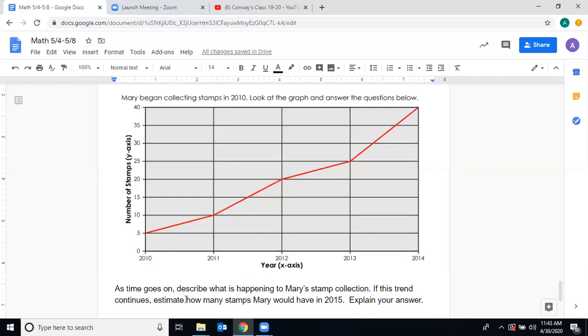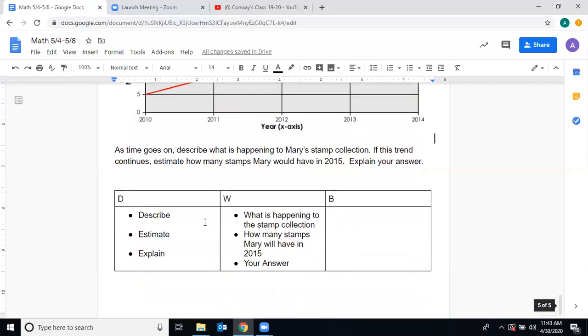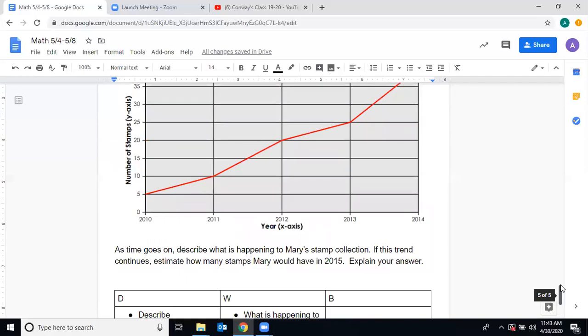As time goes on, describe what is happening to Mary's stamp collection. If this trend continues, estimate how many stamps Mary would have in 2015. Explain your answer. So this one actually for our DWB has 3 power verbs that we need to do. We need to describe what is happening to Mary's stamp collection. We need to estimate how many stamps Mary will have in 2015, and then we need to explain why we think that's how many stamps she's going to have in 2015.